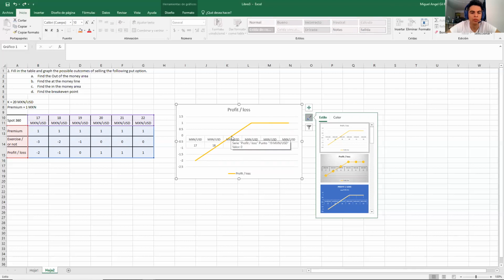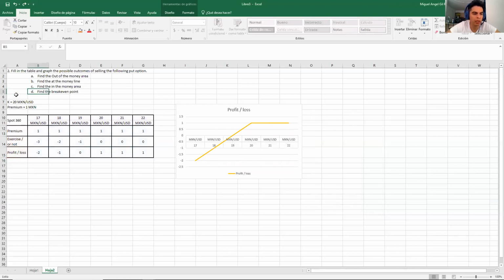If we want to get the break-even point, let's start with the break-even point. It is a place where we don't make any profit, so it will be in here at 19. That's the break-even point. At the money will be in here. Do you remember, at the money is the point where the graph changes the slope. So it will be at 20.